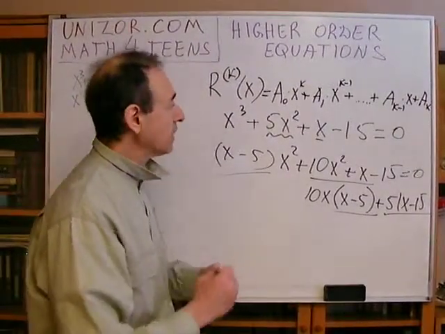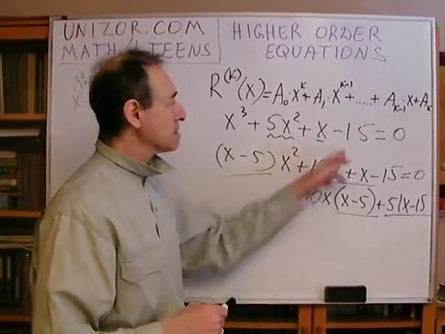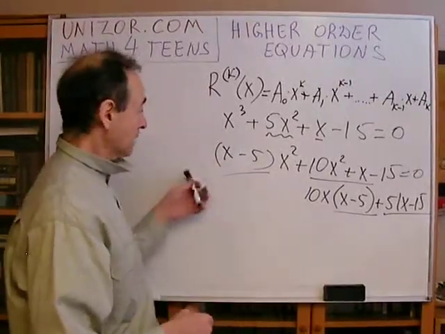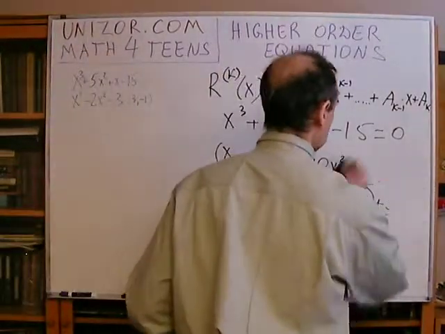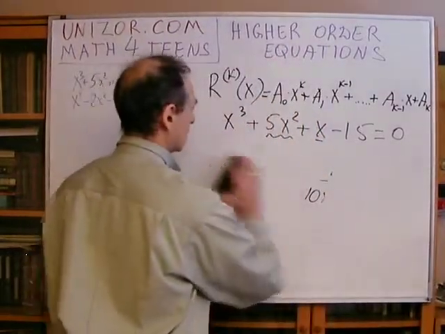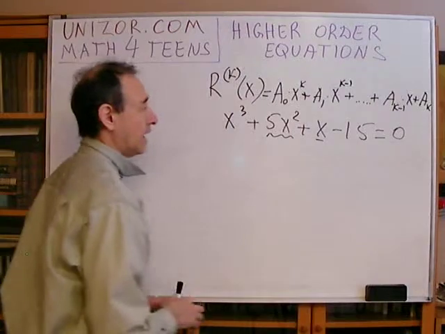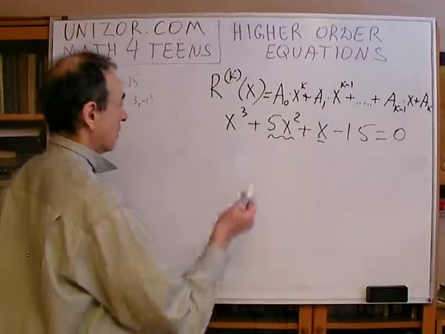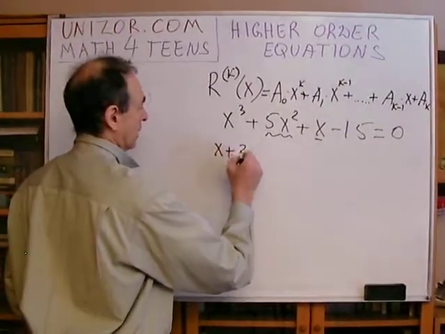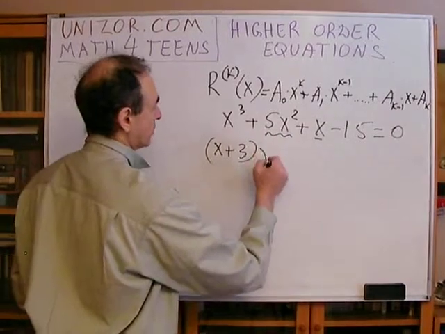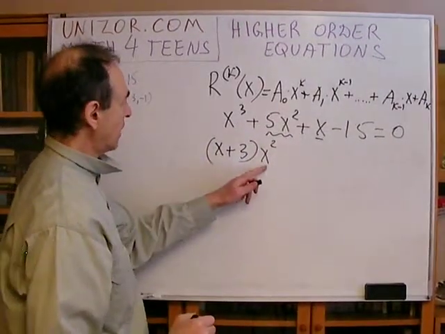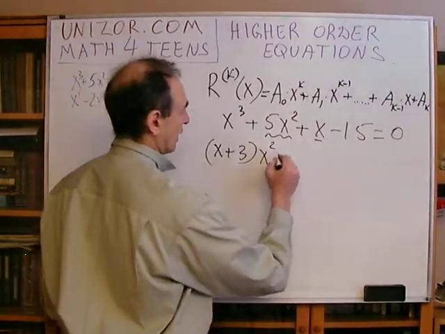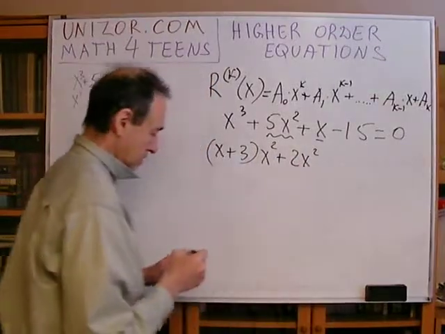So by trying a few divisors of this free coefficient, I can eliminate a few. And finally, let's try x plus 3. I know that 15 has 3 and minus 3 among the divisors. So let's try x plus 3. If this is x plus 3, now this is supposed to be factored out x squared. Now I have x cubed plus 3x squared, but I need 5x squared, right? So I have to add 2x squared. Okay, so far so good.